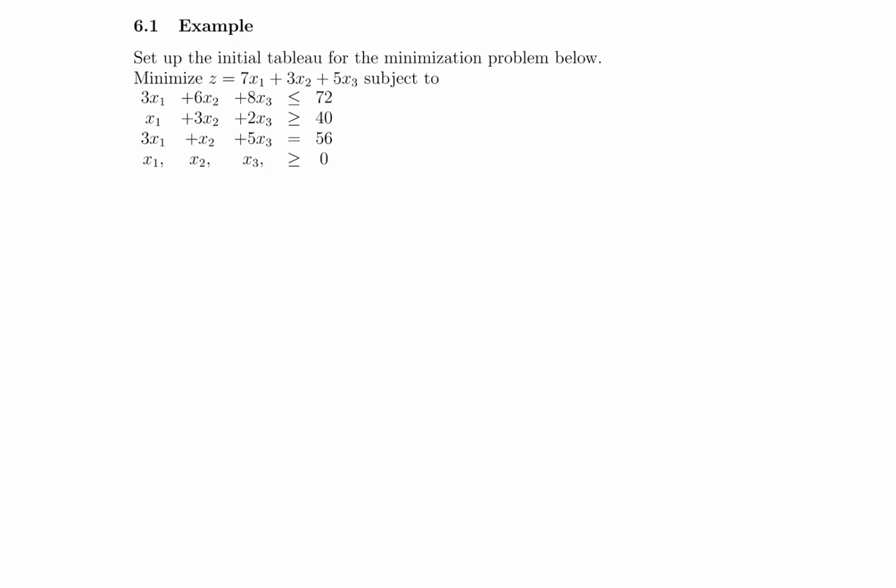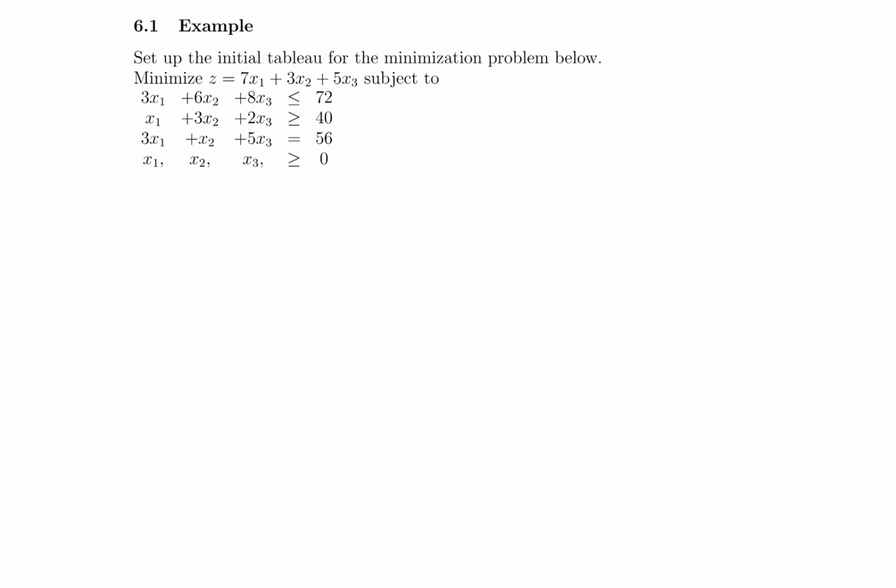Welcome back. We're going to take a look at setting up an initial tableau for a non-standard minimization problem. First, let's figure out why this is a non-standard minimum. The main reason is because the inequalities are not all pointing the right way. For example, if you look at the first constraint, the inequality is going the wrong direction for a standard minimum. If you look at the third constraint, we have an equality instead of an inequality, and that's a problem as well. So this is a non-standard minimum problem.